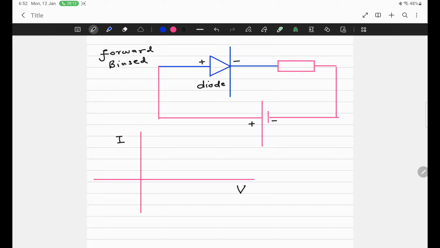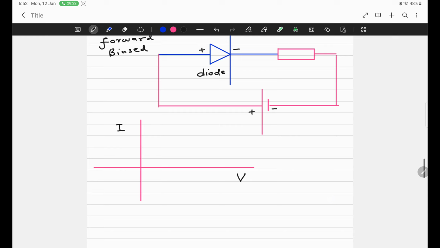This diode graph was not in IGCSE. So the diode graph in A level is this. When you increase voltage, consider the voltage is very small. At very small voltage, there is no current through the diode. Sir, if we increase voltage, no current.